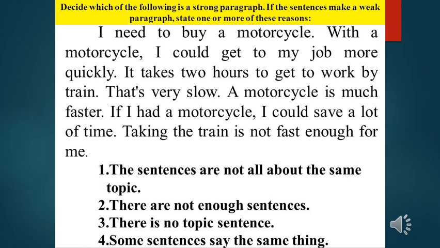Let's look at this paragraph. I need to buy a motorcycle. With a motorcycle, I could get to my job more quickly. It takes 2 hours to get to work by train. That's very slow. A motorcycle is much faster. If I had a motorcycle, I could save a lot of time. Taking the train is not fast enough for me.